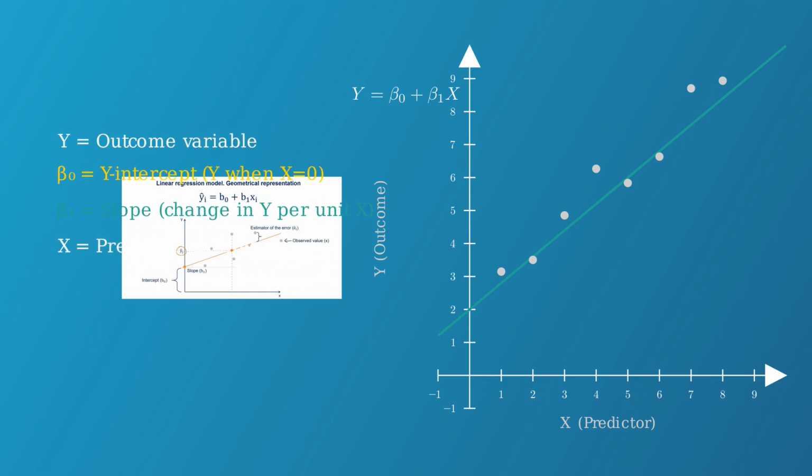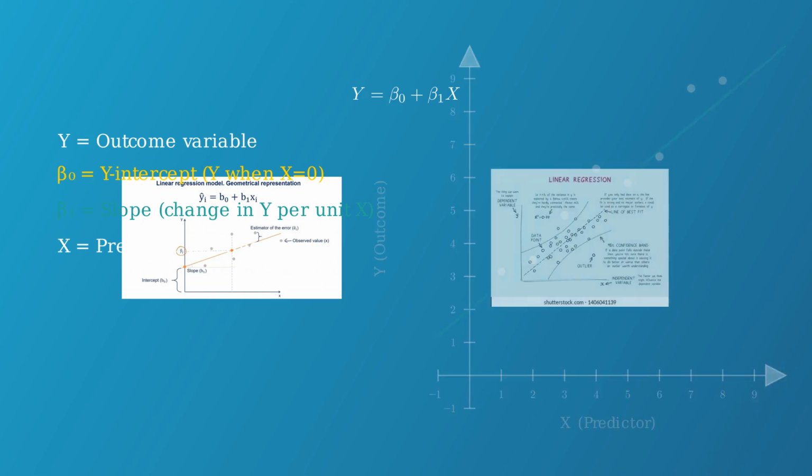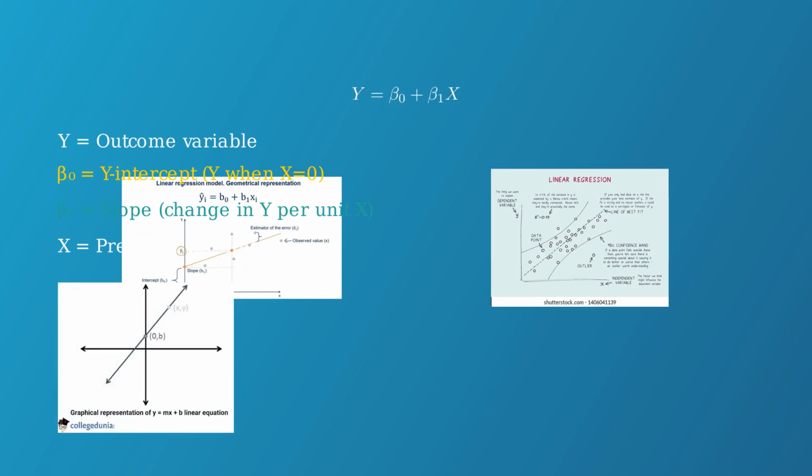Y is our outcome variable. Beta 0 is the y-intercept, the value of y when x equals 0. Beta 1 is the slope, representing the change in y for each unit increase in x. And x is our predictor variable. Here's another way to visualize regression, showing the line of best fit through data points with a confidence band around it. This diagram clearly shows how the line intersects the y-axis at beta 0 and how the slope beta 1 determines the steepness of the line.